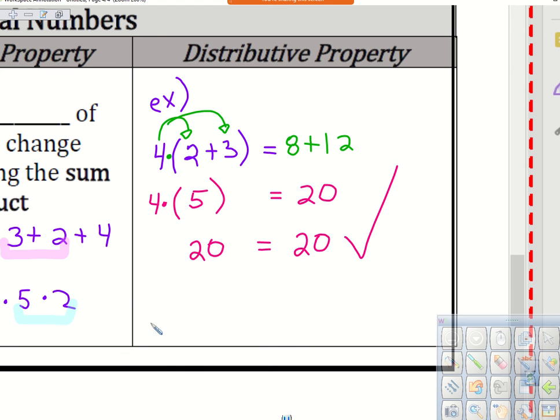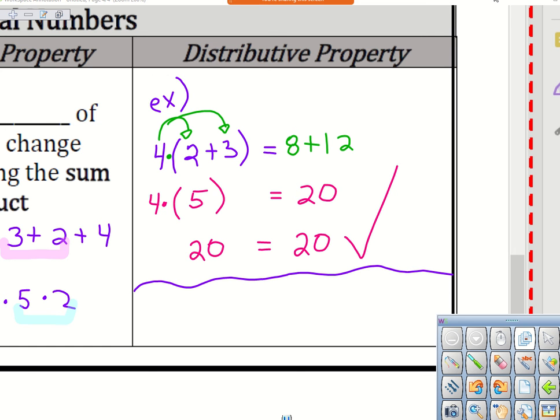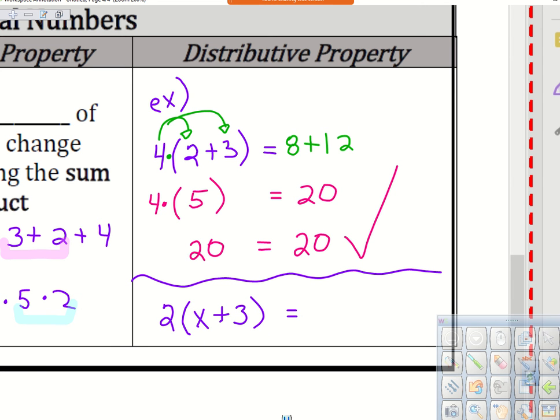Why we use distributive property is when we have variables, or I guess I should say we have to use distributive property when we have variables. So for example, if I have 2 times the quantity x plus 3, I cannot solve this by combining x and 3 in the parentheses, right? These aren't like terms. So this forces me to distribute the 2, giving me an equivalent expression of 2x plus 6. 2 times x is 2x, 2 times 3 is 6.